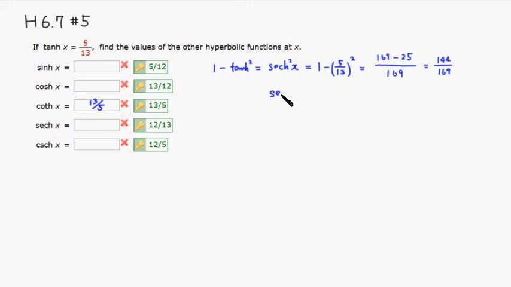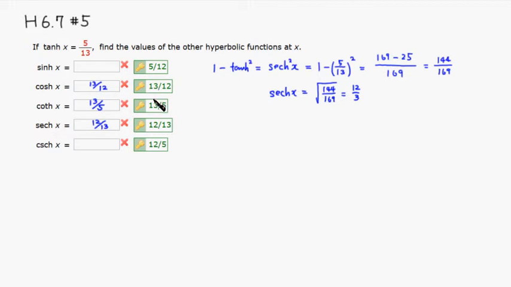So hyperbolic secant would be just the square root, and secant is never negative because it is 1 over a hyperbolic cosine, which is always positive. So it's the square root of 144 over 169, so that's 12 over 13. Right, so we know that hyperbolic secant is 12 over 13. Then its reciprocal is hyperbolic cosine, so it's going to be 13 over 12.